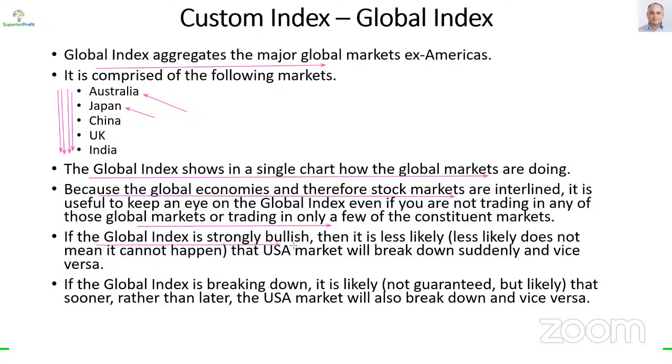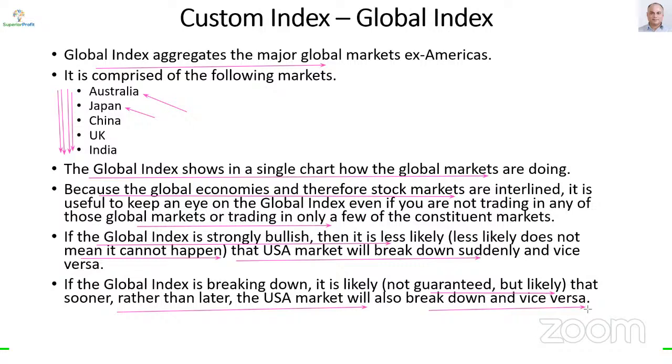If the global index is strongly bullish, then it is less likely, does not mean it cannot happen, but less, or you may say even very less likely. If the global index is strongly bullish, it is very unlikely that the USA market will break down suddenly, and vice versa. They are all linked. If the global index is breaking down, it is likely, not guaranteed, but likely that sooner rather than later, the USA market will also break down, and vice versa.